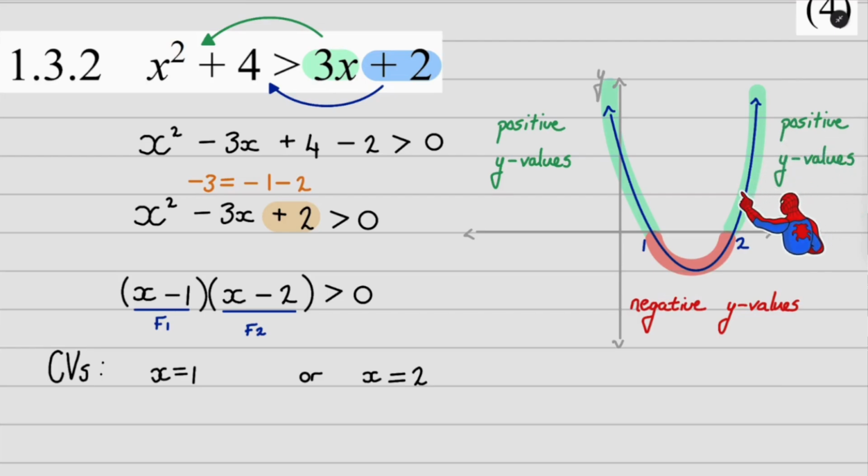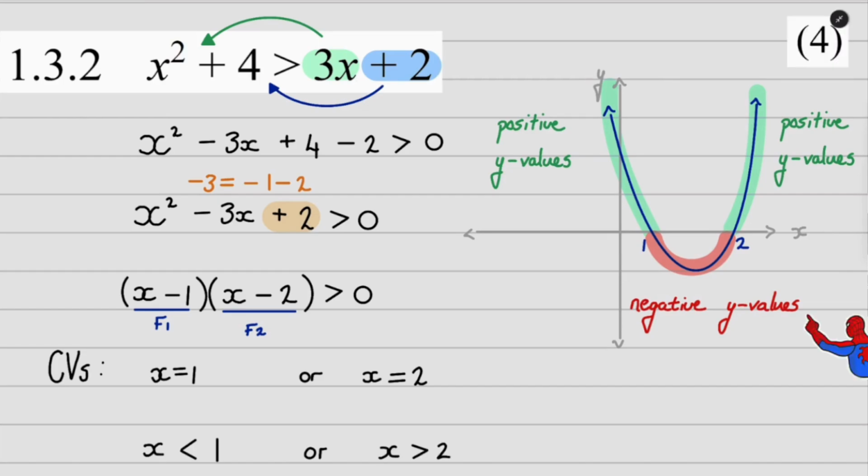The first answer is whenever x is smaller than 1, I get these positive y values. I write it just like this: x is smaller than 1. Then I'll put the word or, and then it's this region over here, from 2 till infinity. So it's from 2 onwards, whenever x is bigger than 2. We list it just like this: x is bigger than 2. And yeah, we are done.